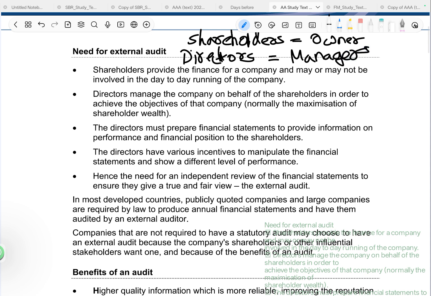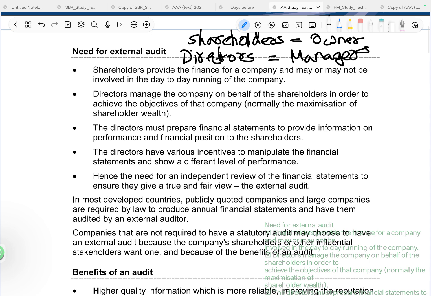The directors run the company and try to achieve the company's objectives, which is usually maximizing shareholder wealth. Now, because the shareholders are not running the company themselves, they rely on the financial statements to understand how the company is performing. These financial statements tell them things like how profitable the company is, which assets the company owns, how much debt it has, and who prepares these financial statements? The directors.